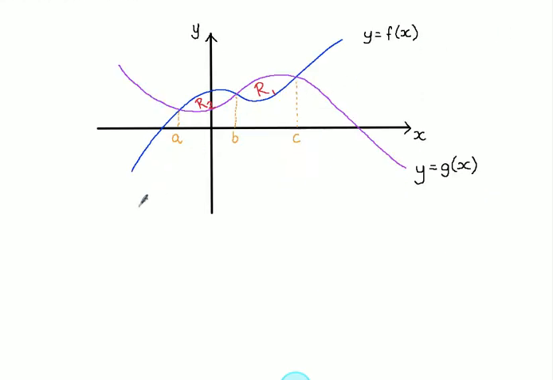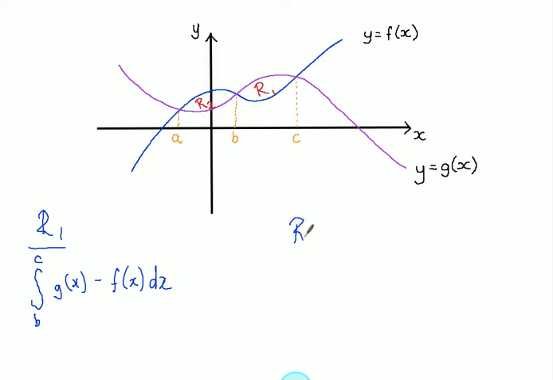Okay, so what about if we wanted to find the area of R1? Well, this time it would be the integral between c and b of g of x subtract f of x. If the function is the one that is above, that is what we start with, because the integral between c and b of this function would give us this whole area here, and we're going to take off the area underneath this blue curve. So if we subtract those two functions, then that will do the job for us.